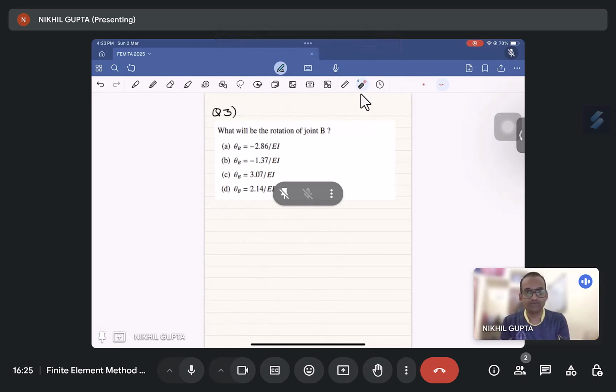Since we have assumed E and I as one, you won't see E and I in the solution directly. Let's say the answer is for B, so you will get a value of minus 1.37 for that degree of freedom.